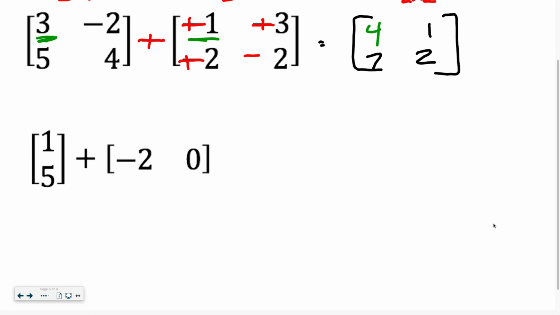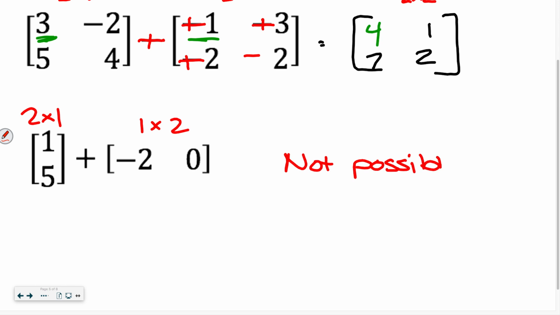Order of this one is 2 by 1, 2 rows, 1 column. Order here, 1 by 2. I'm not going to be able to add the first row, first column entry. Well, I guess I could add first row, first column. But I couldn't add the second row, first column entry, because there is no second row, first column entry over here. So in this case, you just get to say, not possible. So you can't always add and subtract. You can only add and subtract when they have the same order.